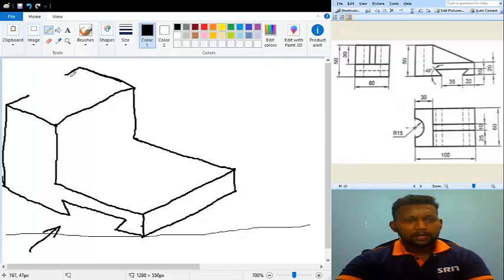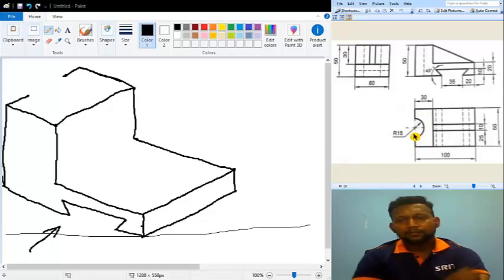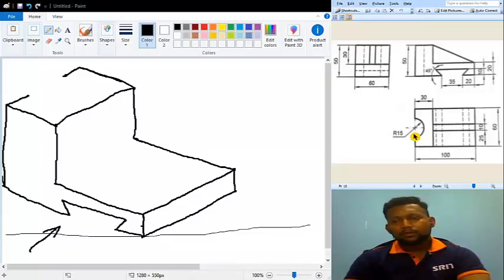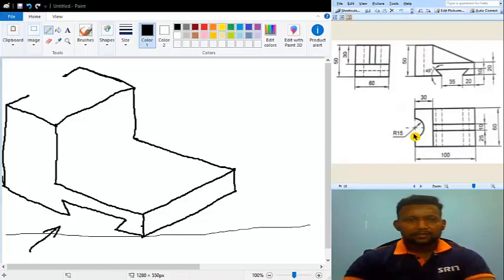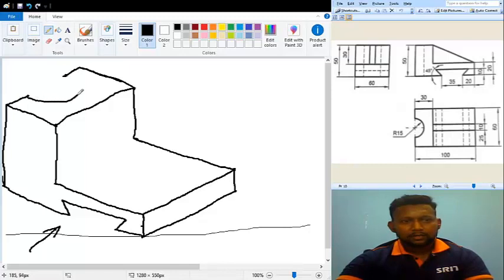Okay, and here we need to draw the isometric view of the semicircle. The isometric view of the semicircle was already discussed in the first part of the fourth unit, where I showed you how to draw the isometric view of the ellipse, how to draw the isometric view of the circle, and how to draw the isometric view of the semicircle. If you follow that procedure, I am sure that you will end up with something like this. Okay, so that's what I will be able to see.